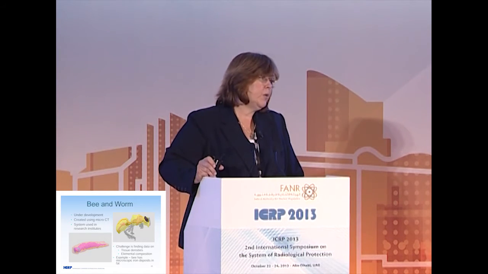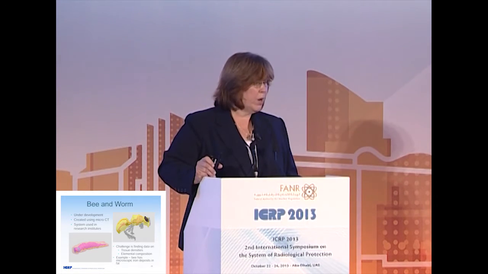We're building voxel models for the bee and the worm. We have some preliminary absorbed fraction data, but one of the challenges is we don't have good tissue composition data for the bee and the worm. So we're in the process of doing dissections, trying to estimate organ densities, and we'll be doing the comparisons shortly. These are just examples. These were generated using micro-CT that are used within university teaching hospitals for imaging rats, rat brains typically.